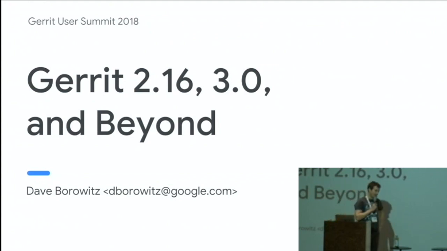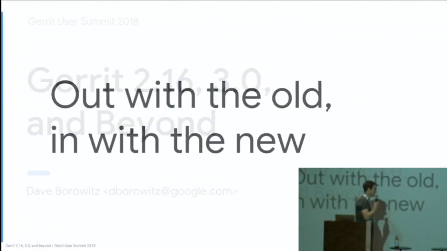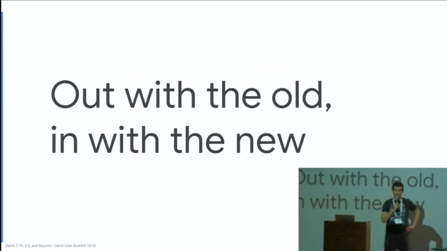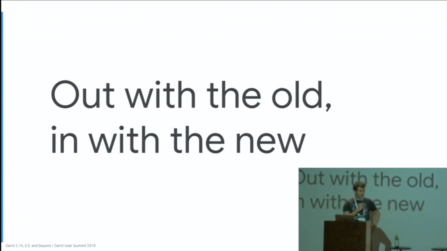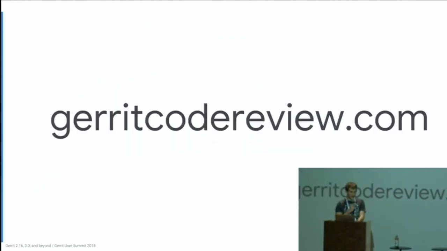David Persow said this morning that he thought that I was just going to give the talk about what's new in 2.15, and it would just be a list of features. The first section is called Out with the Old and In with the New. Gerrit 2.16 and 3.0 are really about getting rid of some of Gerrit's legacy features and replacing them with new and exciting things.